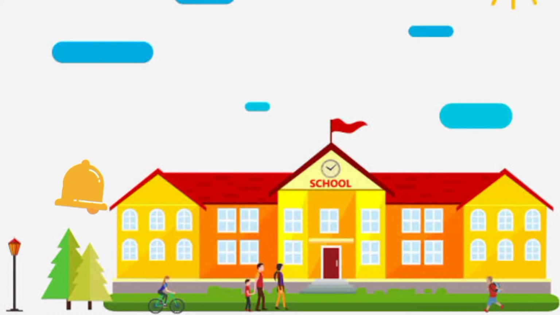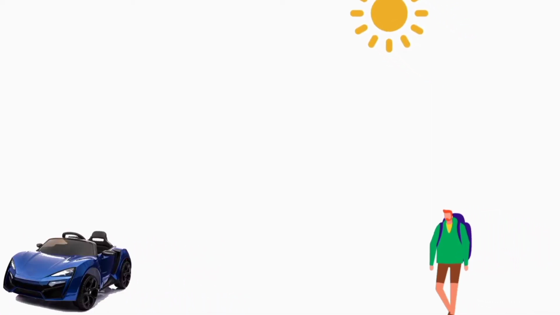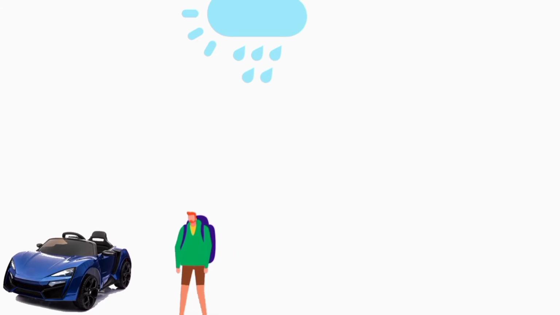The moment school was over, Emmanuel's friend Josh got into his bike and went home. As Emmanuel was walking gently to his Benz car, it started raining. He hurriedly got to his car and drove home.